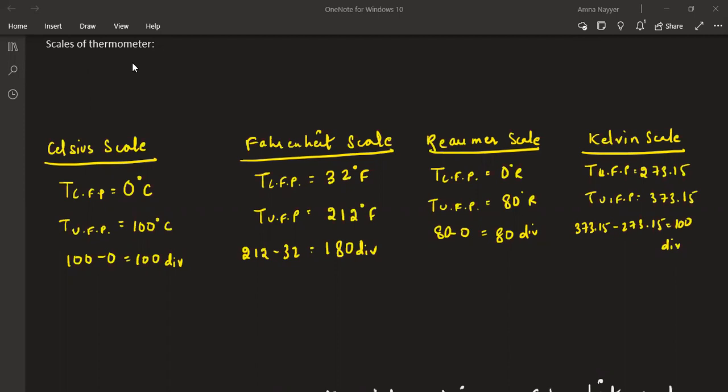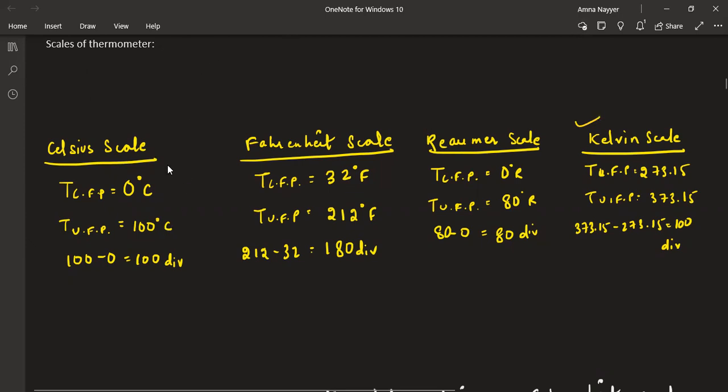Then you have the Reaumur scale. The upper fixed point is 80 and the lower is 0. So again, 80 minus 0 is 80 divisions. Lastly, you have one very important scale, the Kelvin scale. The lower fixed point is 273.15 and the upper fixed point is 373.15. Sometimes, for ease of calculation, the 0.15 is not written, and it is written as 273 and 373. Out of these, the Reaumur scale is not very important. Celsius, Fahrenheit, and Kelvin scales are important.